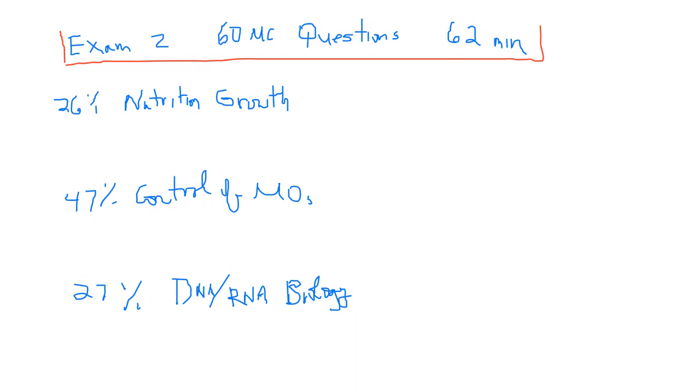So control of microorganisms, we looked at physical control methods, we looked at chemical control methods, we looked at mechanical control methods. We talked specifically about five different antibiotics. Be sure that you know the mechanisms of action and the information that's in the red on that PowerPoint for the antibiotics. So that is going to be asked about.